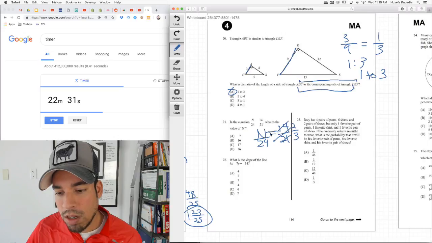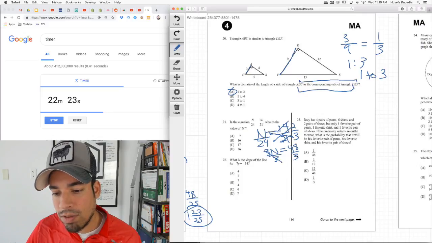And now let's cross multiply. It's going to be 3n equals 2 times 24 is 48. Divide both sides by 3. Variable isolation, right? Inverse operations. N equals 16. And that's what they're looking for here.